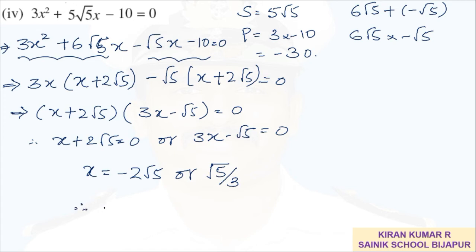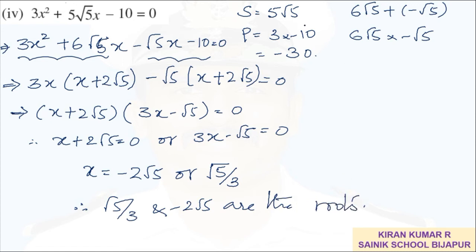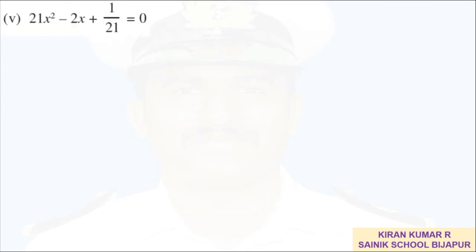Therefore, root 5 by 3 and negative 2 root 5 are the roots of the given equation. In this question, this way to split the middle term is very important. Once you do that, the next important step is taking root 5 common when we have 10. Let's see the last question of this second main question.